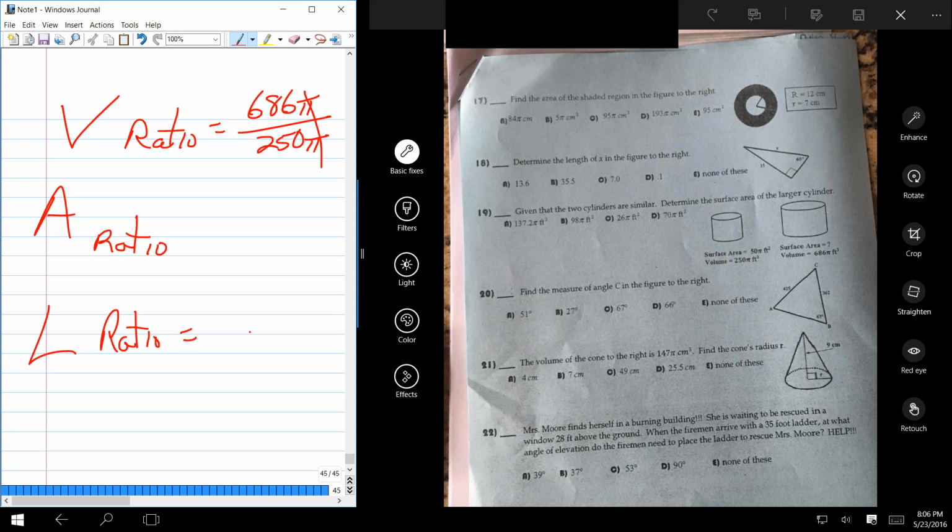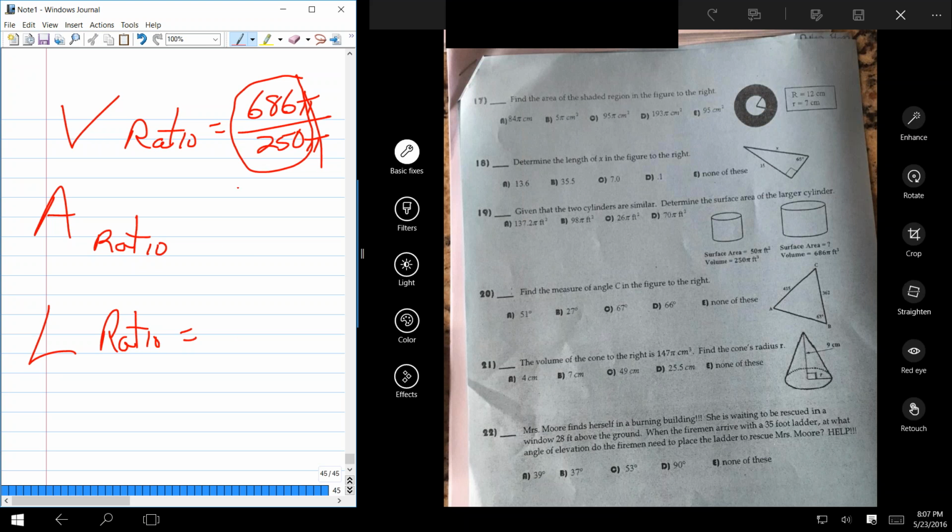In other words, they're giving us the volume ratio. So how are we going to get back to the linear ratio? If we can get a linear ratio, then we can square it to get the area ratio. And that's what we really need, the area ratio, because before I can answer this question, I've got to figure out what the area ratio is. The easiest way to do it is to find the linear ratio and then square it, and you'll get the area ratio.